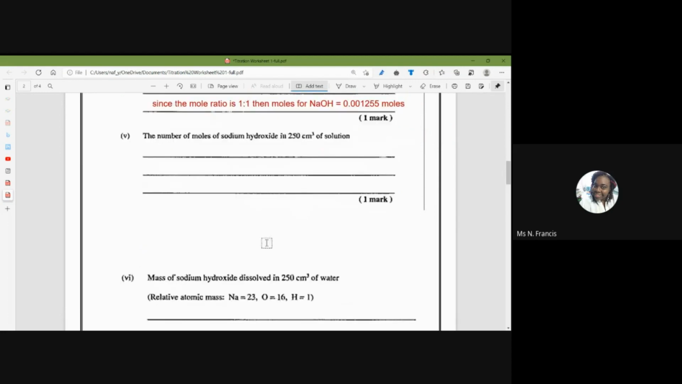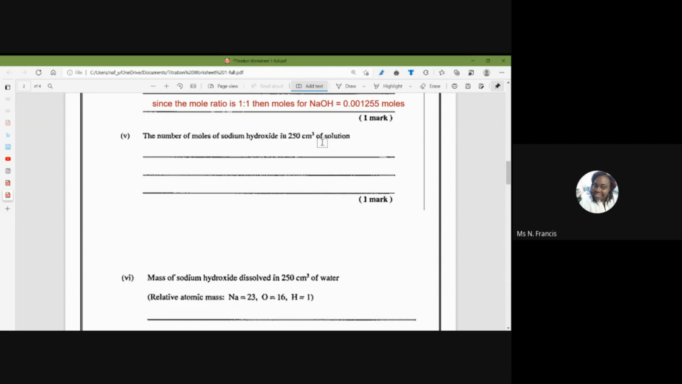We have just two more questions left, ladies. The number of moles of sodium hydroxide in 250 cm cube of solution. So that's what they're asking you to solve. What's the number of moles of sodium hydroxide in 250 cm cube of solution? So notice, ladies, you're now asked for the number of moles. Now, usually you're asked for what's the mole concentration.